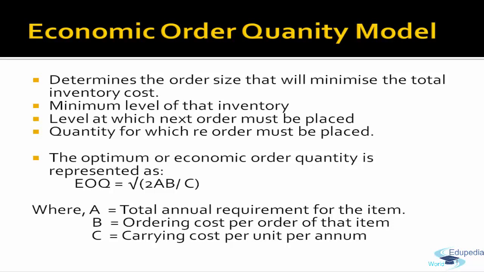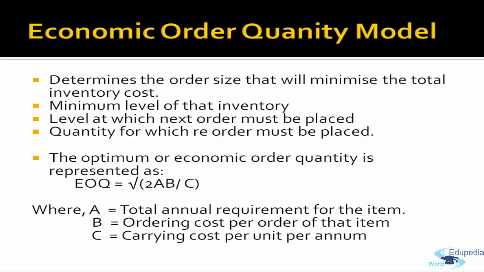So it also determines the reorder level for the company. The EOQ could be computed as the square root of 2AB divided by C. So what is 2AB? A is the total annual requirement of the firm. B stands for ordering cost per order of that item. Remember, it's ordering cost per order divided by the carrying cost per unit per annum.